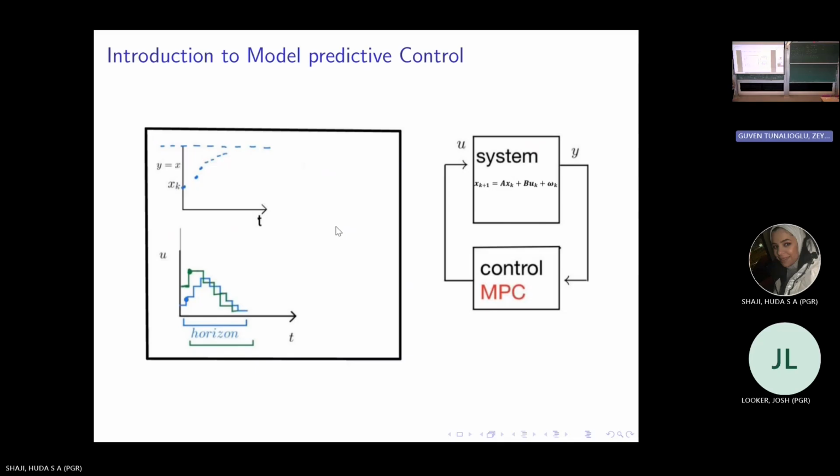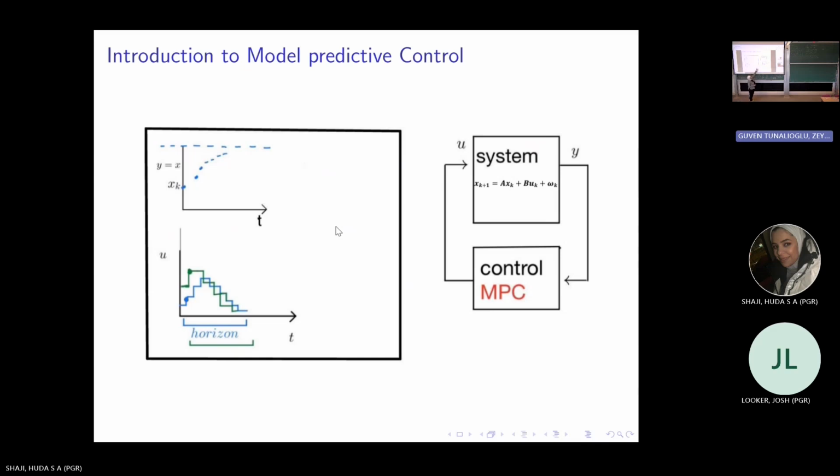How will we design our controller? Before we design our controller, I have to introduce model predictive control, so I'll try to draw this picture here for a quick introduction. What is model predictive control? Suppose we have an initial condition for the system, x_k. We take this initial condition and apply an optimization strategy, and we get a sequence of inputs over the time horizon. This is our first horizon. In model predictive control, we usually take the first input and apply it to the system.